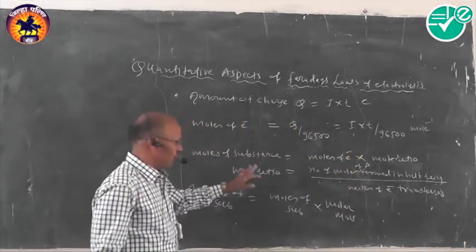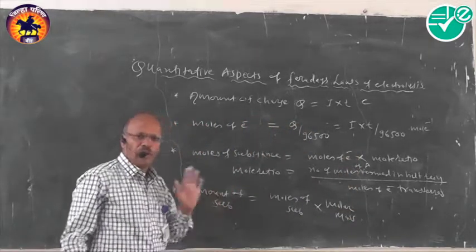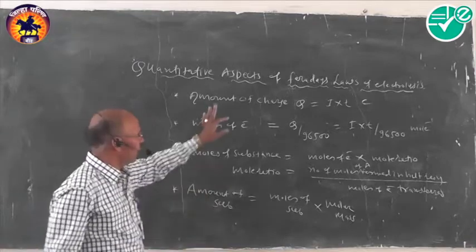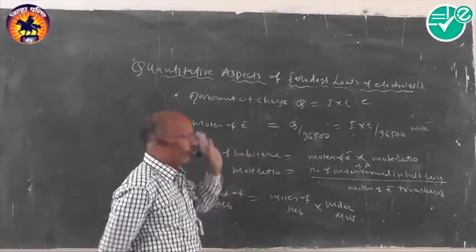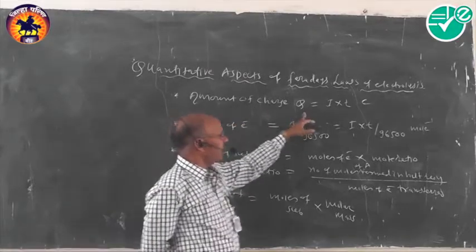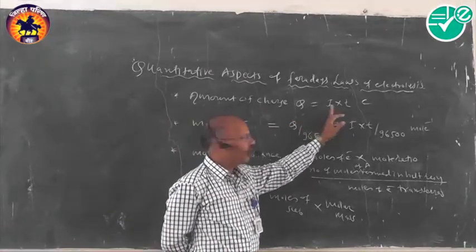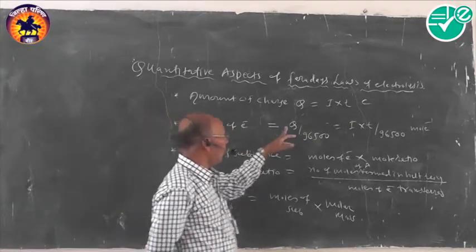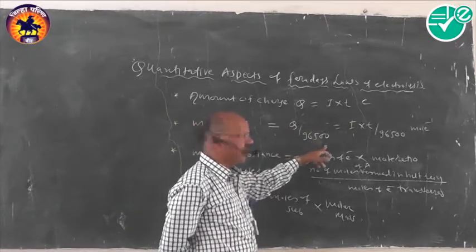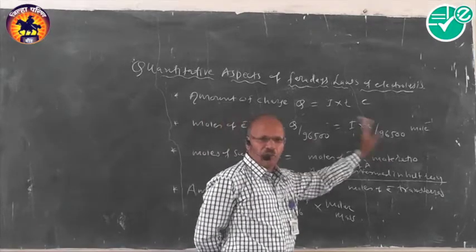Like this. So by using this equation, we can easily work out any parameter from the given data. Once again, the amount of charge we can work out by using this equation: Q is equal to I into T. First, moles of electron we have to find as Q by 96,500 coulomb per mole.